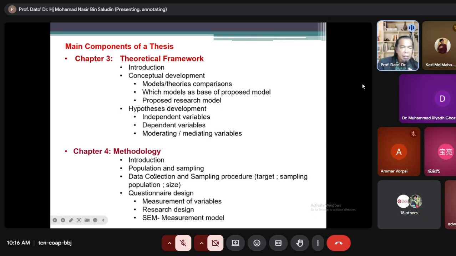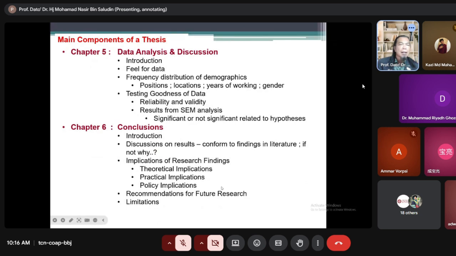Chapter 4, introduction, population, sampling, data collection, sample procedure, target sample population. You must know the size of the sample, questionnaire design, measurement of variable, research design, and then also SEM, structural equation modeling, measurement, analysis model. And then this one also chapter 4, data analysis discussion, introduction, feel for data, frequency distribution of demographic, position, location, years of working, that is demographic, testing, goodness of data, reliability, validity, result, and SEM, significant, not significant rate.